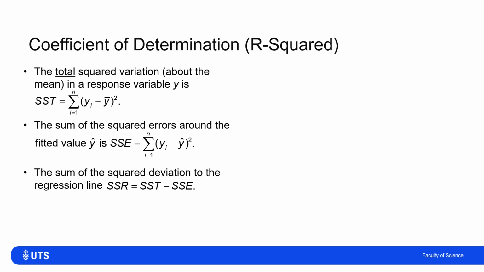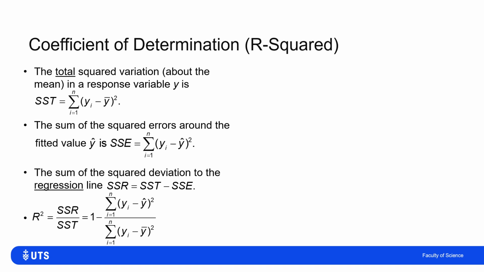And the last of these is the sum of the squared deviations to the regression line, which is just the difference between these two. So SSR being equal to SST minus SSE. Now, the proportion R squared is just this: how much of SST is explained by SSR. So SSR divided by SST. Although we'll tend not to calculate it that way, we'll tend to think of it more as 1 minus SSE over SST. So those definitions are obviously equivalent.